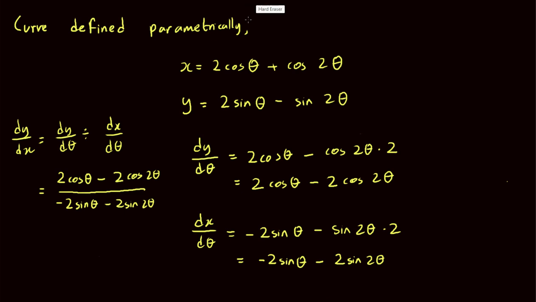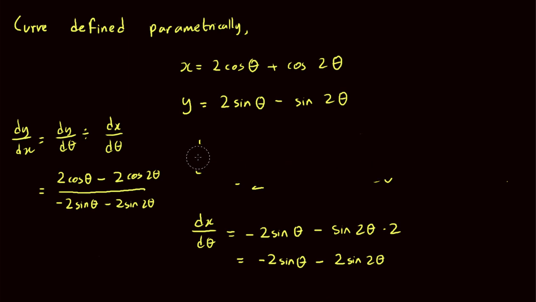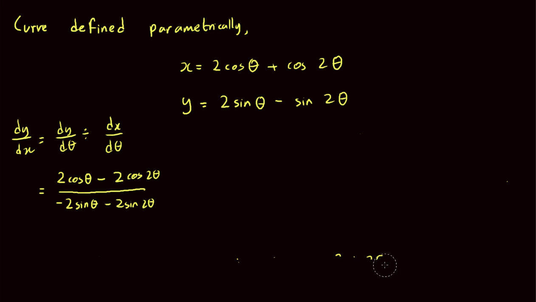But we're still not done because we still have to substitute a value. In our case, it would be theta equals pi over 4. So we want to find dy dx at theta equals pi over 4, so it's very simple.